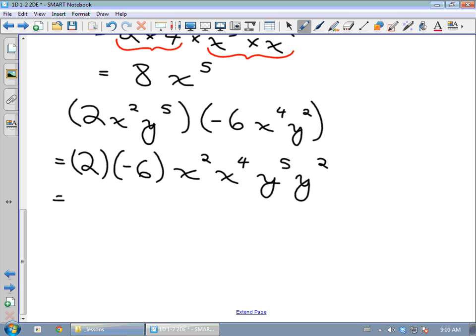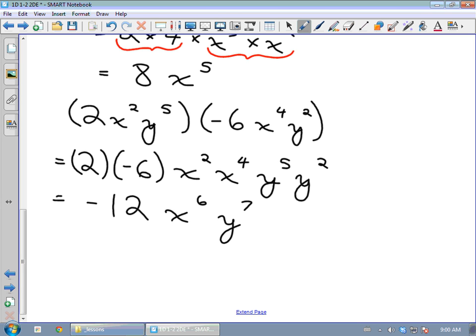And now I can combine them together. 2 times negative 6 gives me negative 12. These two have the same base. Base is x, so I can keep the base, add the exponents. The y's have the same base, so I can keep the base, add the exponents.